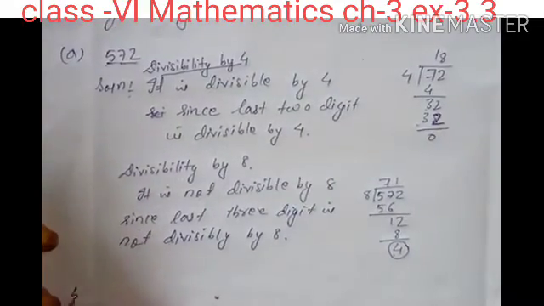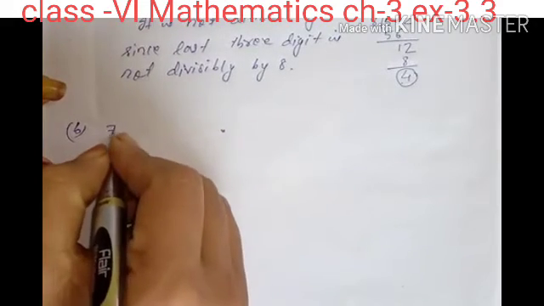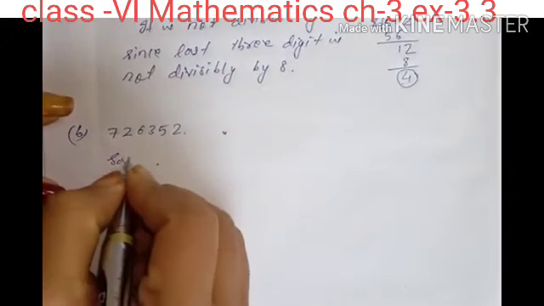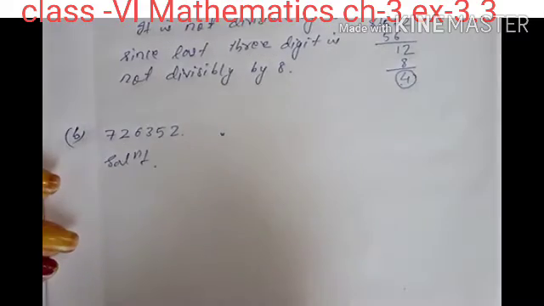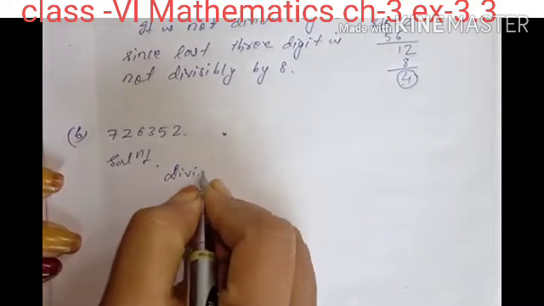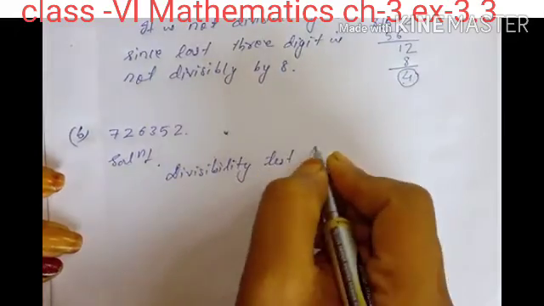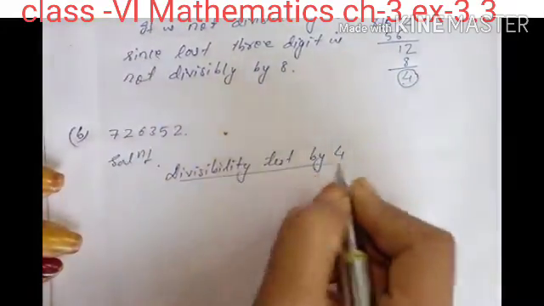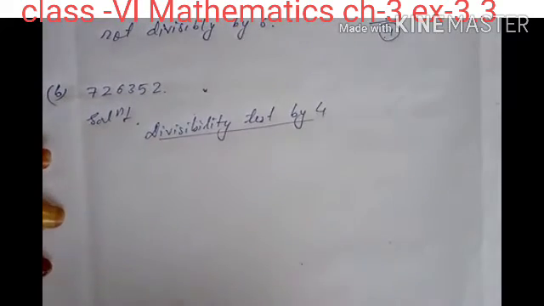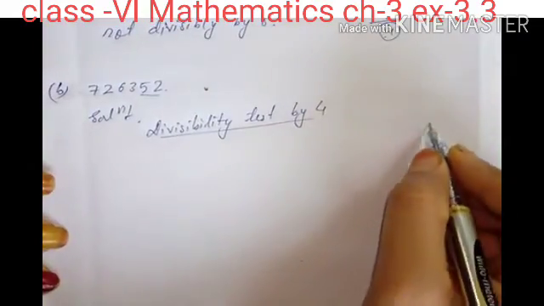Now the next question I will solve. B. The question is 726352. Now what you have to do? Divisibility test by 4 and by 8, isn't it? So divisibility test by 4. Now you will see by 4. So what is the formula? Means what is the way to check the divisibility of 4? That is the last two digits. What are the last two digits? Last two digits are 52.